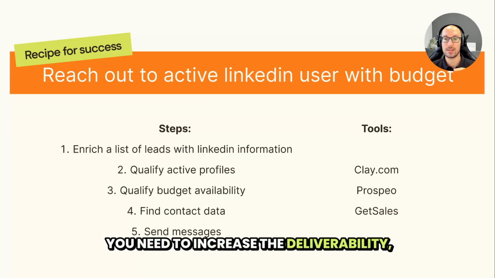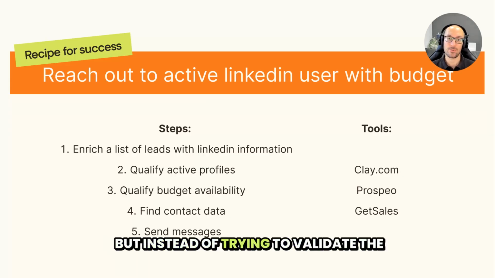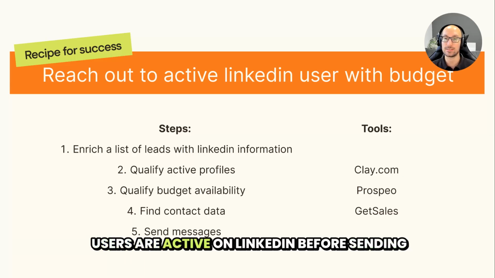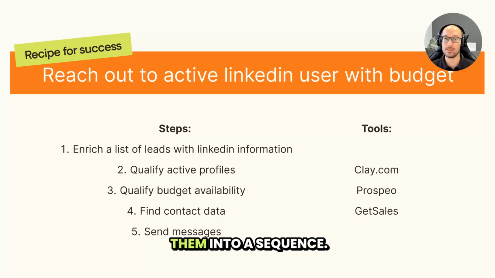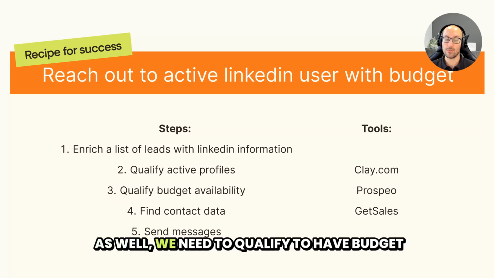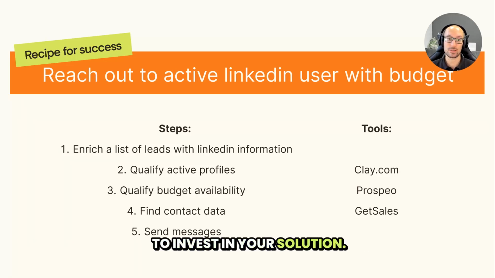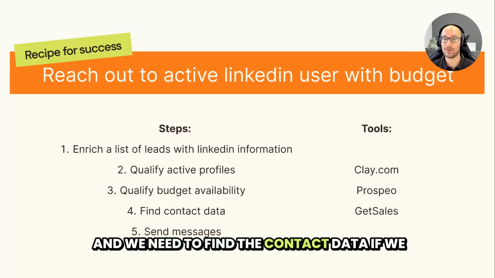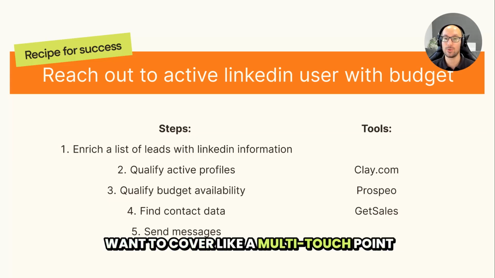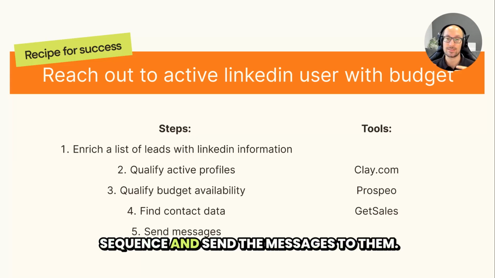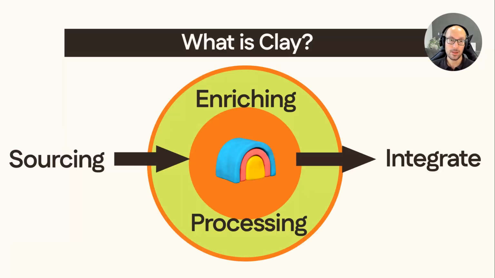For LinkedIn, it's almost the same. You need to increase the deliverability, but instead of trying to validate the email, you need to validate that these users are active on LinkedIn before sending them into a sequence. As well, we need to qualify that they have budget to invest in your solution, and we need to find the contact data if we want to cover a multi-touchpoint sequence and send the messages to them.